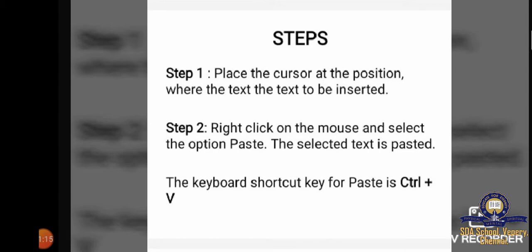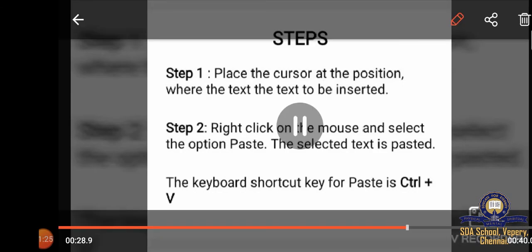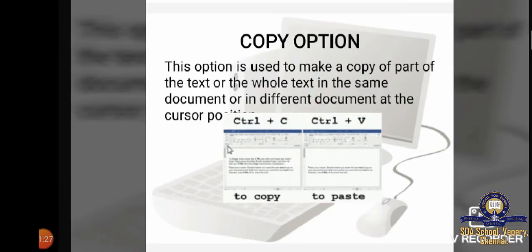Next we will go for the copy option. First we did the cut option, then the paste option, and now we are moving to the copy option. This option is used to make a copy of a part of the text or the whole text in the same document or in a different document at the cursor position.